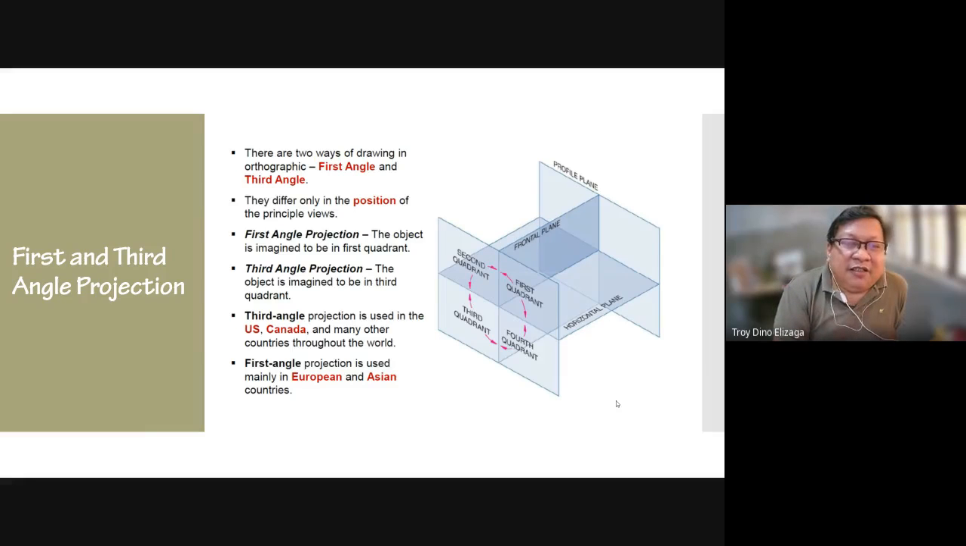It says here that third angle projection is used in the US, Canada, and many other countries throughout the world. First angle projection is used mainly in European and Asian countries.